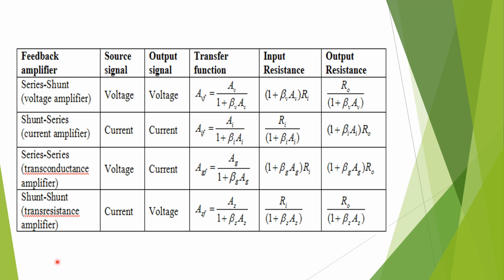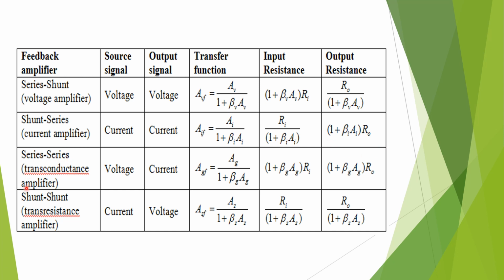We have already discussed all the four amplifiers, namely the series shunt, shunt series, series series and shunt shunt amplifier. So, we will discuss together the source signal, the output signal, and the transfer function. We have already derived the input resistance and the output resistance for all these four amplifiers in our previous videos. So, in series shunt, both the input signal and the output signal are going to be in terms of voltage. Whereas the shunt series is called a current amplifier, and hence the source signal and the output signal are going to be current, and our input resistance is going to be the following values.